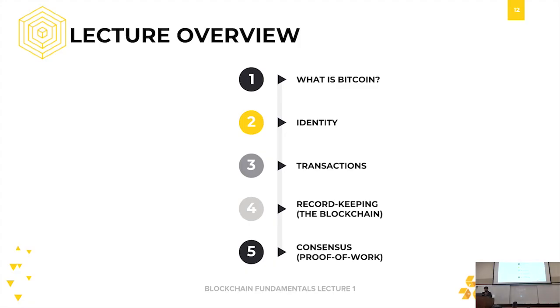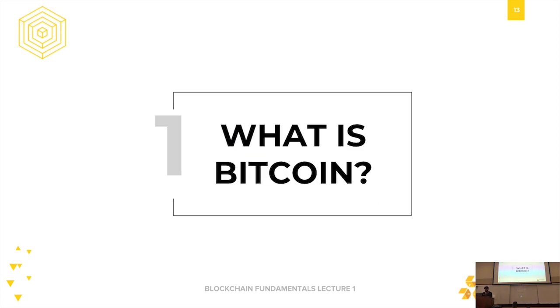All right, a quick lecture overview. We'll begin with what is Bitcoin, move into the four different components that we like to focus on: identity, transactions, record keeping, or the blockchain, and then finally, proof of work. So first and foremost, what is Bitcoin?